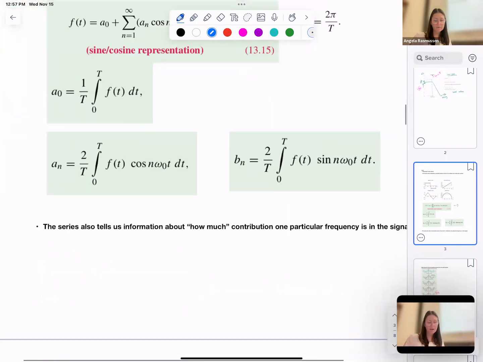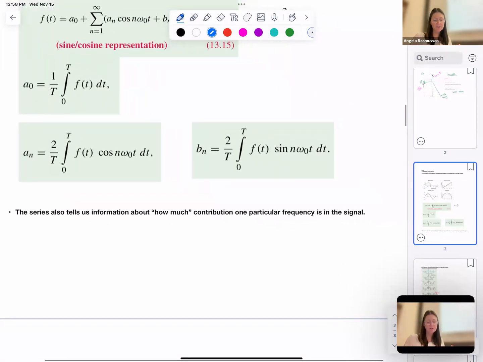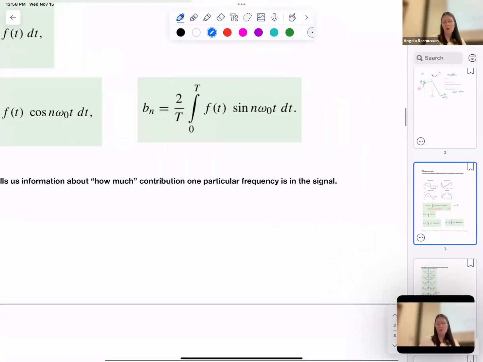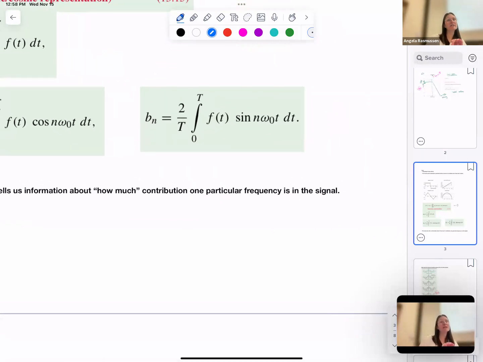So the other really important thing about this is that these series can tell us information about how much contribution one particular frequency is in the circuit or in the signal itself. So this is really powerful. So this type of a frequency, or this exact frequency, its majority of the signal is that frequency.